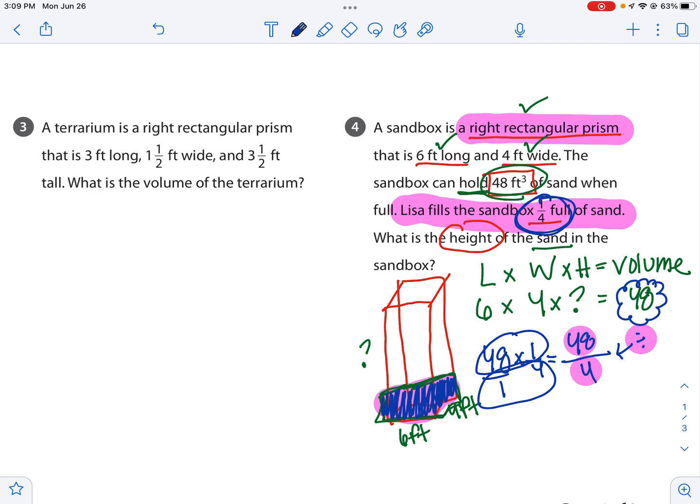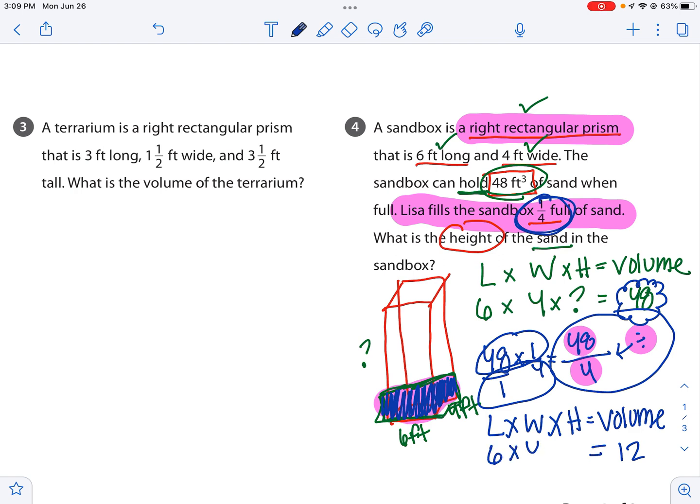Okay, so now I'm going to rewrite out my length times width times height equals volume. But this time, instead of putting 48 for the volume, I'm going to put what I just found by doing 48 divided by 4, which is 12. Okay, the length is still 6. The width is still 4. Now I've got to figure out, what do I have to multiply by to figure out this height?